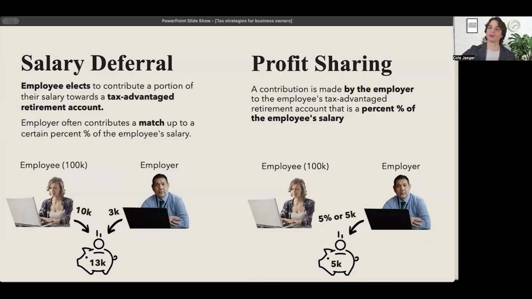So salary deferral, this is where the employee elects to defer a portion of their salary to their tax advantage retirement account, and the employer will often contribute a match. Profit sharing, this is a contribution made by the employer to the employee's retirement account. It's an additional percentage of the employee's salary.